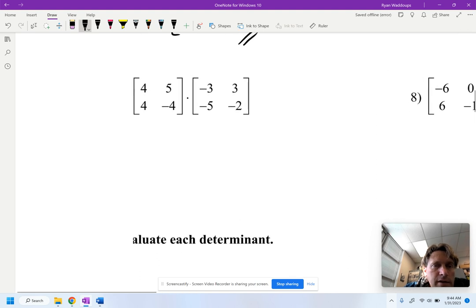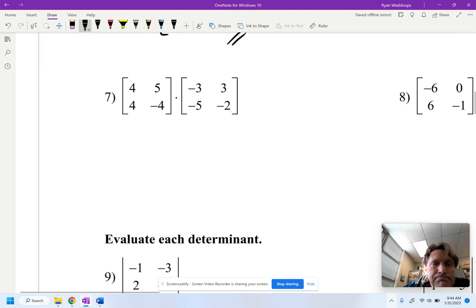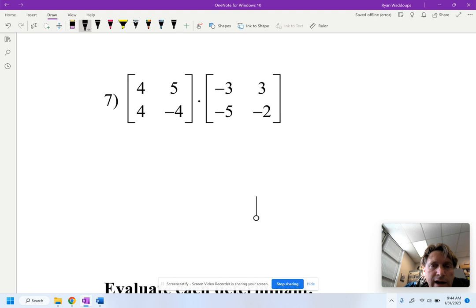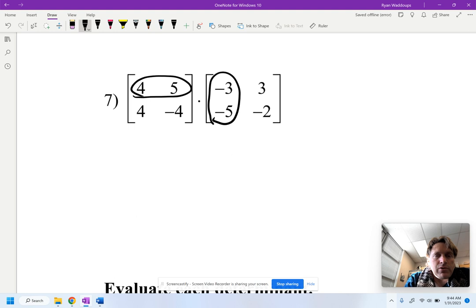All right. Number 7, we're asked to multiply these two matrices. And so when we do that, we're multiplying this row times this column. It's rows by columns. The number of columns in the first matrix has to equal the number of rows in the second matrix for you to be able to multiply. But here they do, because it's a 2 by 2 times a 2 by 2.